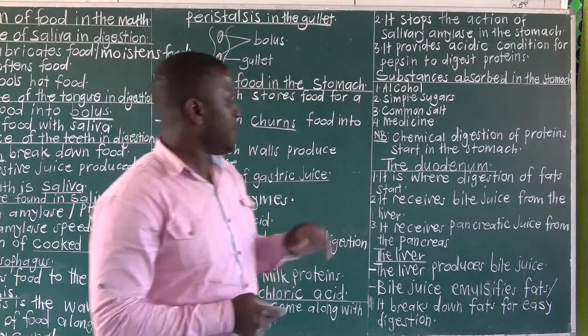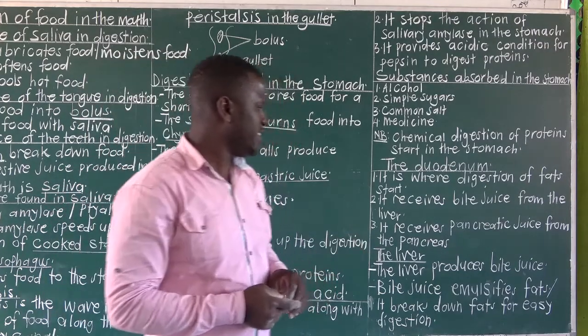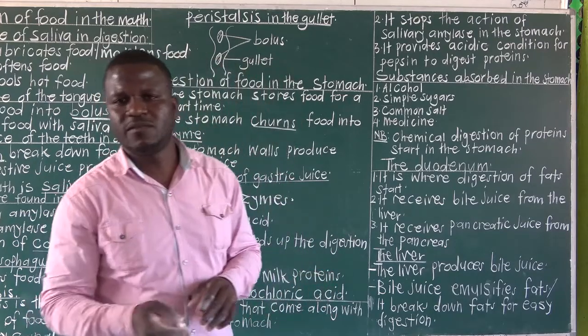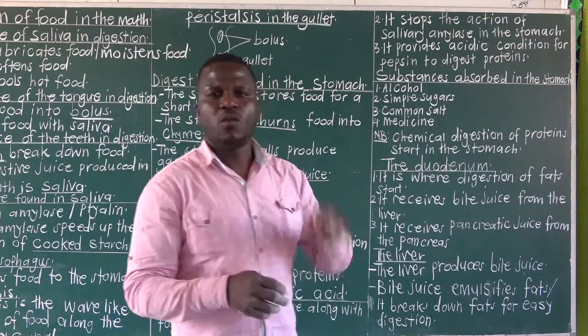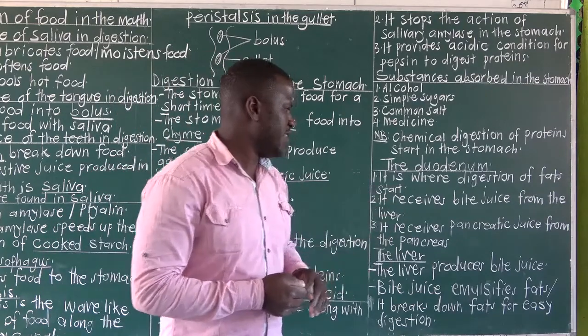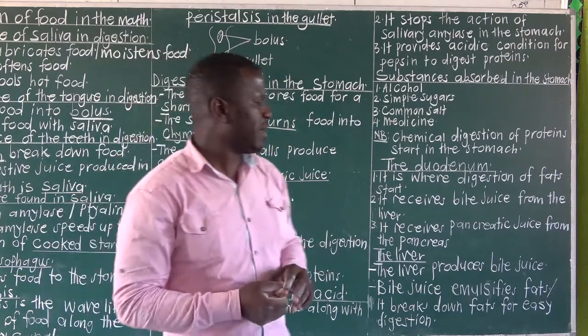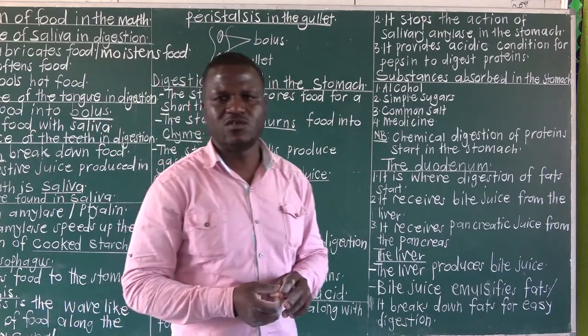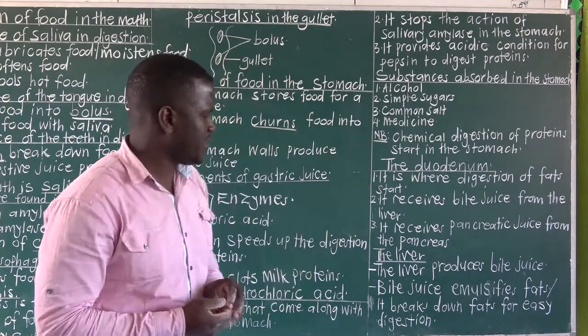Then the duodenum, apart from helping with the digestion of fats, also receives bile juice from the liver. We are going to look at a diagram showing the digestive system. You will see where the liver is. Then it also receives pancreatic juice from the pancreas.